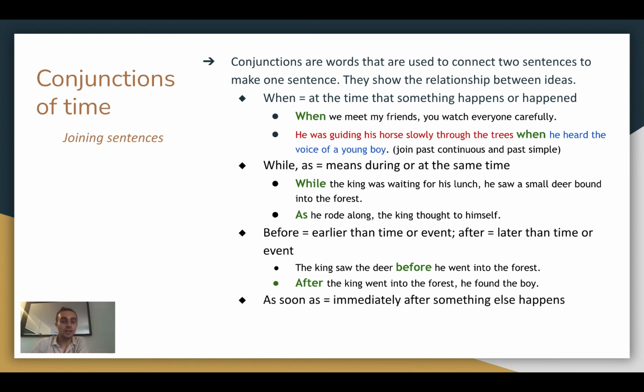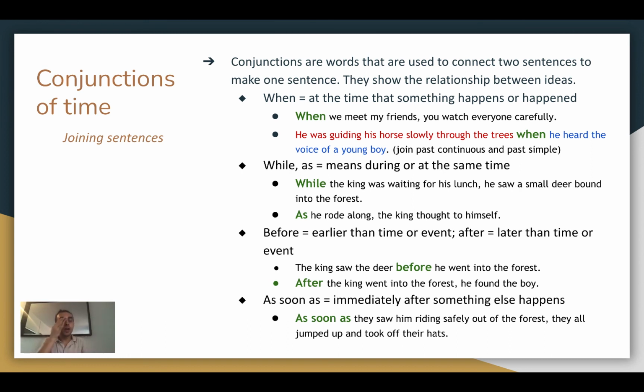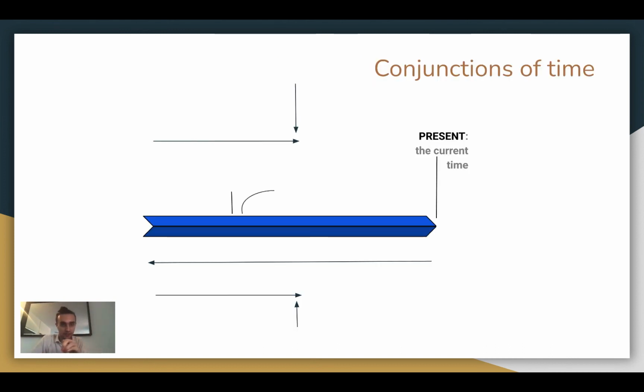As soon as is immediately after something else happens, right? So as soon as they saw him riding safely out of the forest, they all jumped up and took off their hats, right? So as soon as means immediately, right after. So they saw him riding safely out of the forest, and then they immediately jumped up and took off their hats. So it means something happens right after another thing, right?